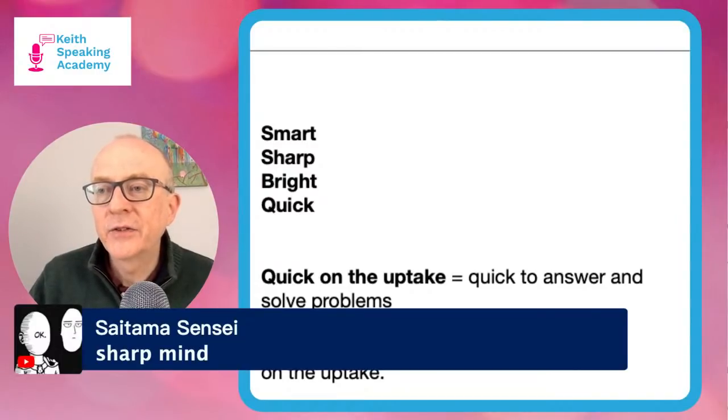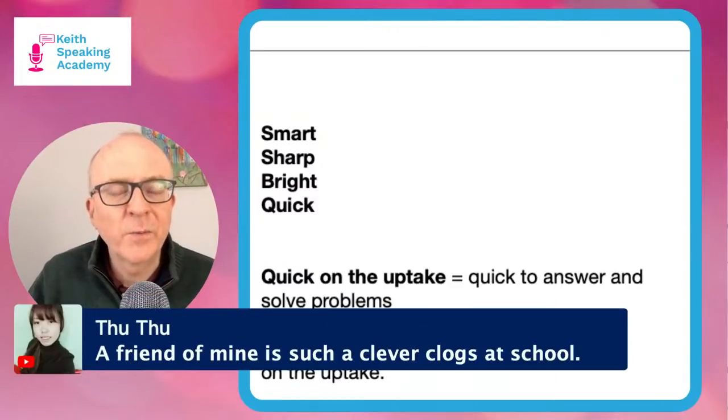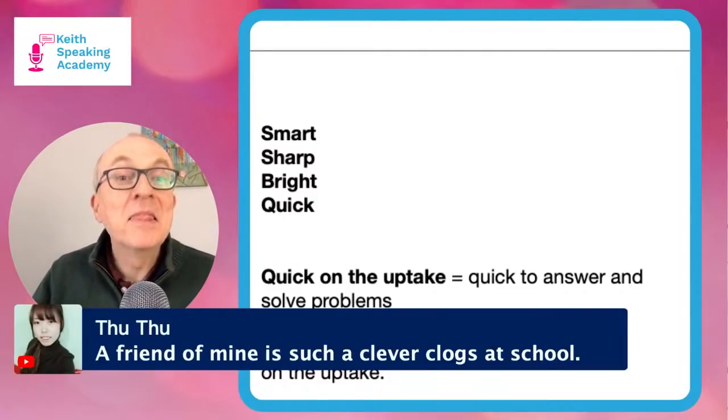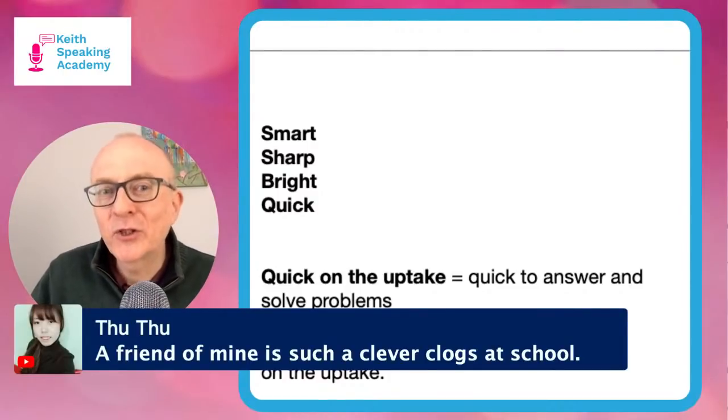Let's see. Others. My husband is very clever, so he works so ingeniously. Great. Very, very nice. We've also got Tutu. This is a nice one. A friend of mine is such a clever clogs at school. Lovely, right? That very bright or sharp student, but maybe just too clever.